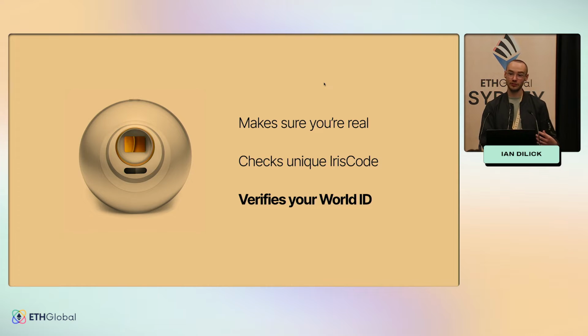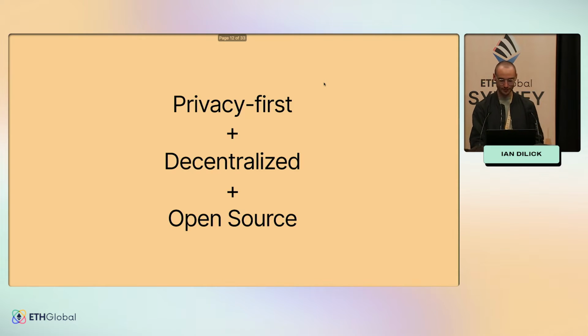So we don't ever have to store those images of your irises or of your face. They actually get self-custodied on your phone, and you can choose to delete them if you'd like. All we have to store is that iris code. So World ID is privacy first, decentralized, and open source. So again, privacy first, most important thing is that we don't have those photos. We don't have to store them. They're on your phone, in your custody, in your control.